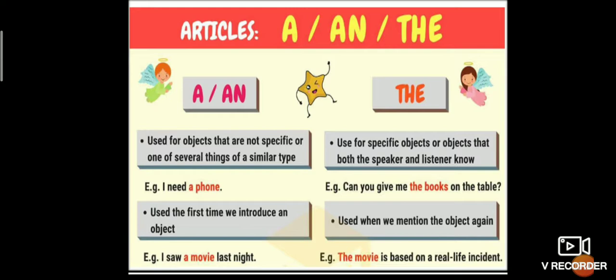So, we use the when we mention the object again. So, when we are talking about something again, that time we'll use the. Like, in a sentence I said, I saw a movie last night. Okay, for the first time I introduced it. I saw a movie last night. Now again when I have to talk about that movie, I'll say the movie was very interesting, or the movie is based on a real life incident. Okay, so when you're talking about that particular thing for the next time, we will use the.